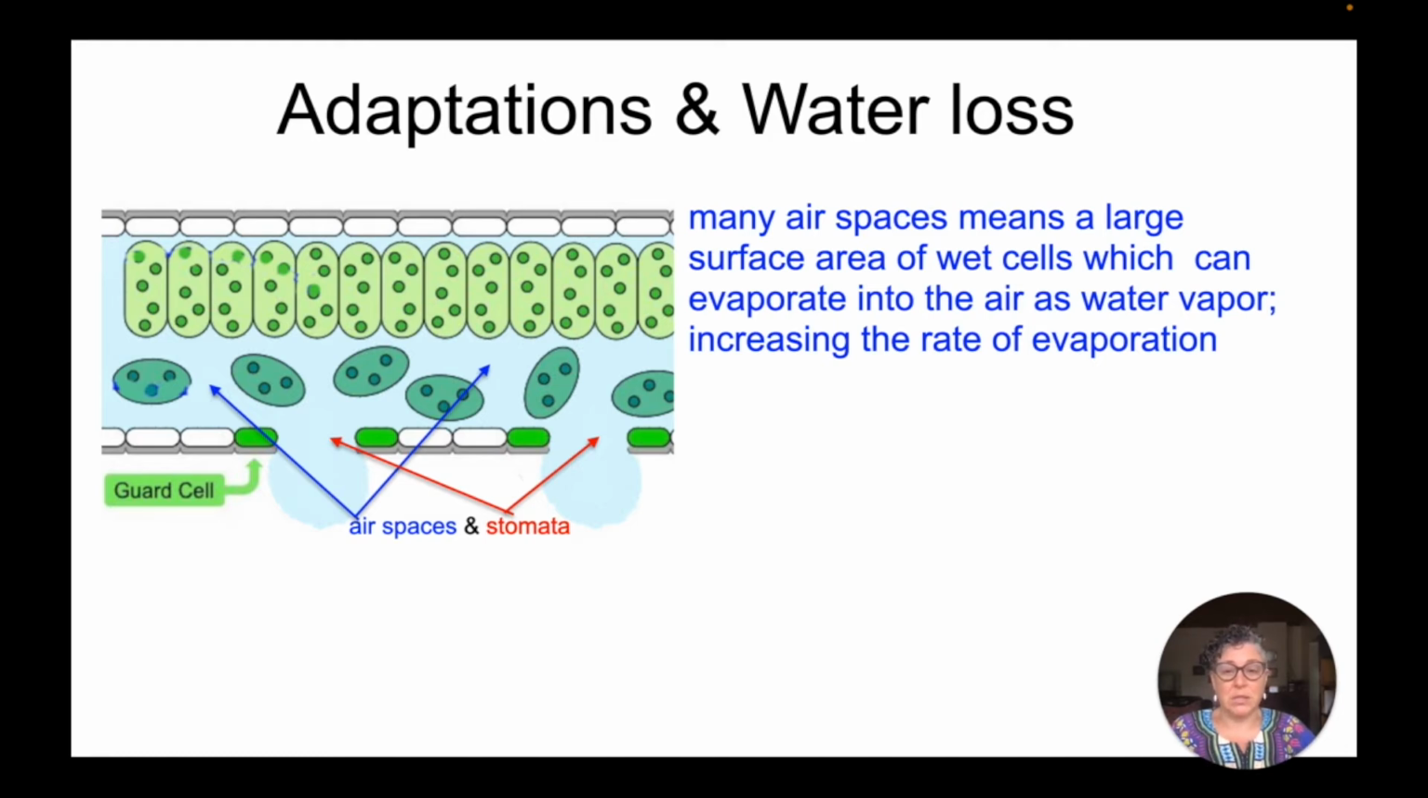of the plant. If the cells were closely packed together, we would only have small portions of those cells actually exposed to the air spaces, and therefore there would be less surface area, and therefore less evaporation of those water molecules into water vapor. So by having those air spaces and the cells spread out, we have more surface area for that process to happen.